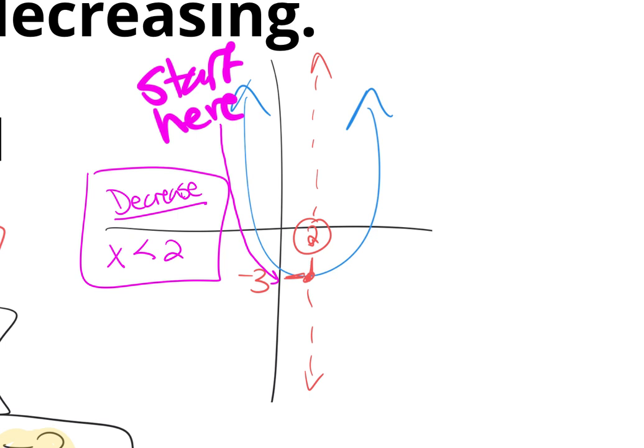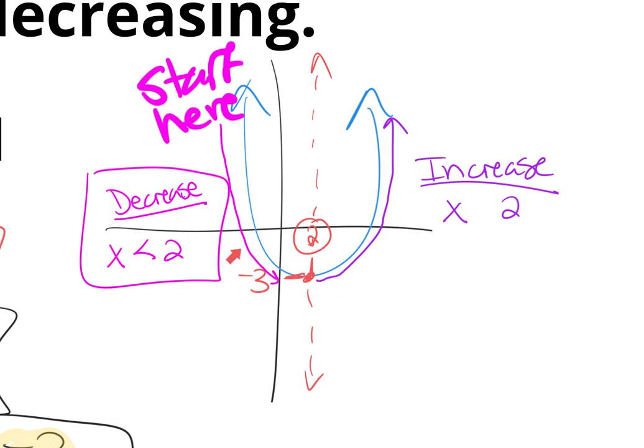So now we change direction because we hit that vertex. So now if I trace upward, what are we doing? Increasing. Okay, so on this side, it's increasing. I'm still referring to my x. I'm still talking about that turning point of 2, but this time, where is my increasing section located? Is that to the left or to the right of that 2?